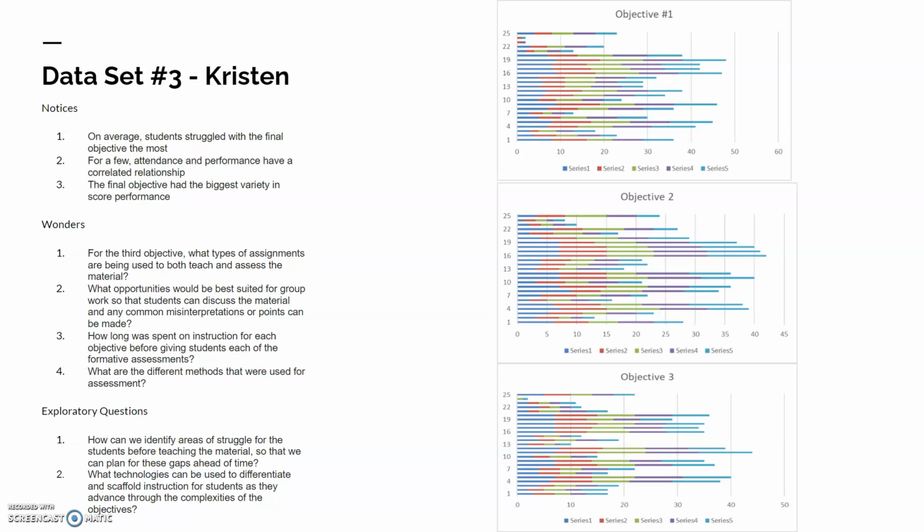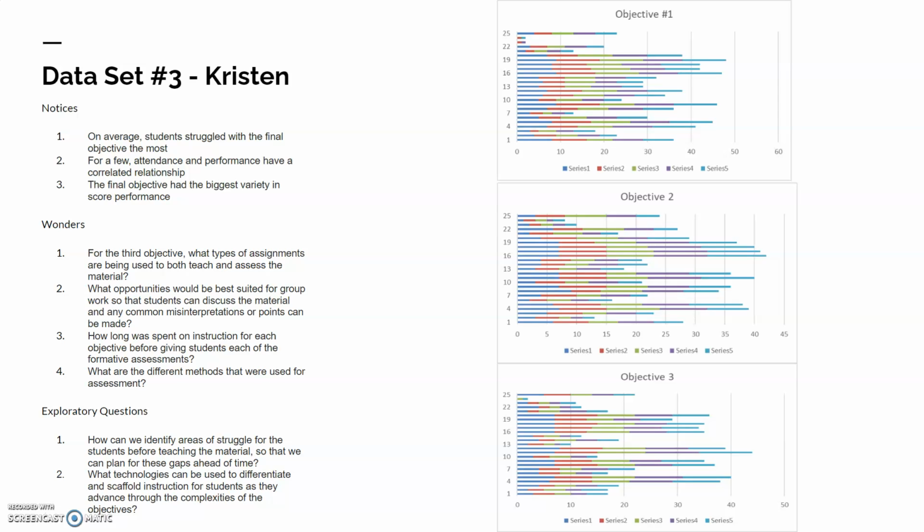Finally, her exploratory questions. How can we identify areas of struggle for the students before teaching the material so that we can plan for these gaps ahead of time? And then what technologies can be used to differentiate and scaffold instruction for students as they advance through the complexities of the objectives?